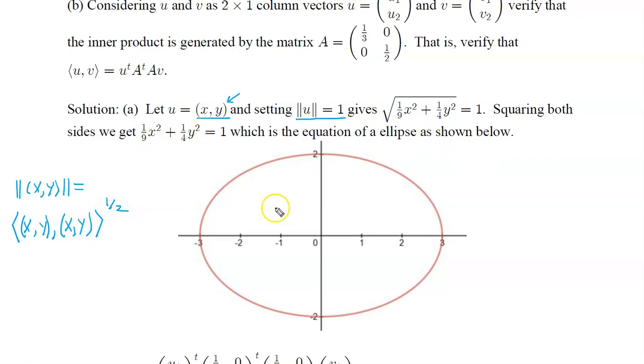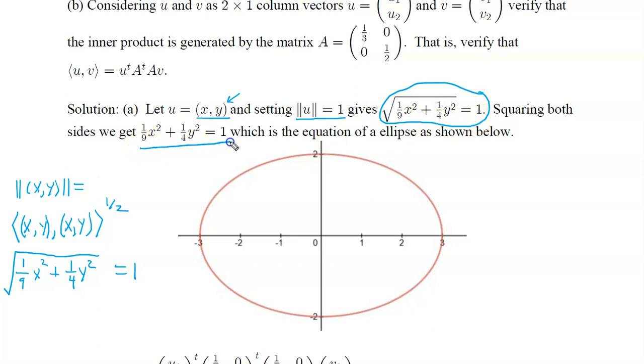And using the inner product that we had stated previously, you see it's going to be 1/9 x times x plus 1/4 y times y. And then we have to take the square root of all that. And then we set it equal to 1 because we want our norm of u to be 1. So we end up with this equation right here. And now squaring both sides, you end up with this equation right here.